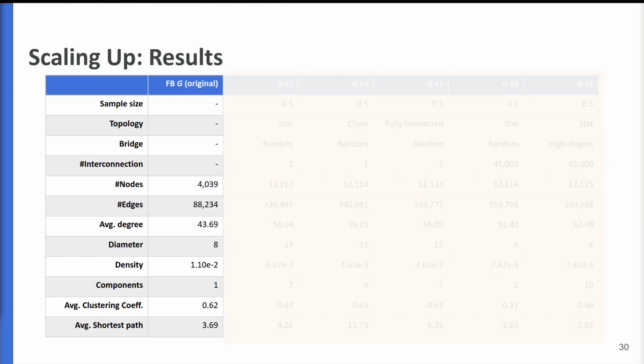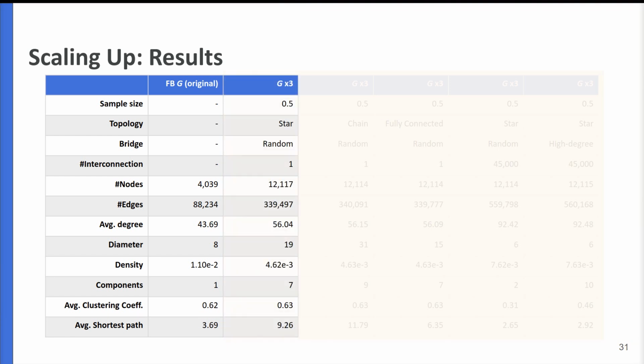Let's now look at some of our scale-up results. In all of the results that will be presented here, we have used a scaling factor of 3 with totally induced edge sampling and a sample size of 0.5 for all the scale-ups. This would essentially result in having 6 different samples. This is the original Facebook graph. Let's see what happens to the properties when we scale this up using the star topology using random bridge vertices and one single interconnection.